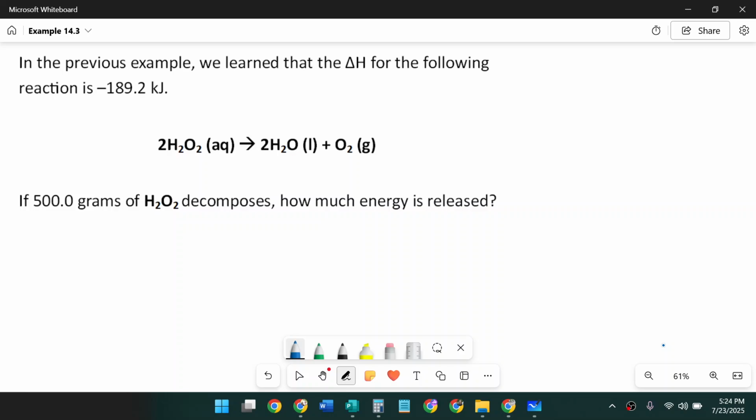This is example 14.3 from Discovering Design with Chemistry. And it says, in the previous example, we learned that the change in H for the following reaction is negative 189.2 kilojoules. And then they give the decomposition of hydrogen peroxide.